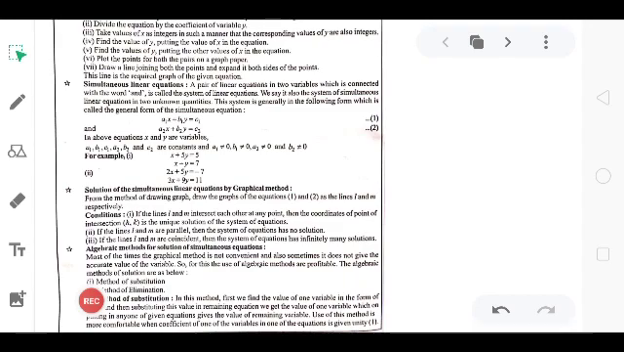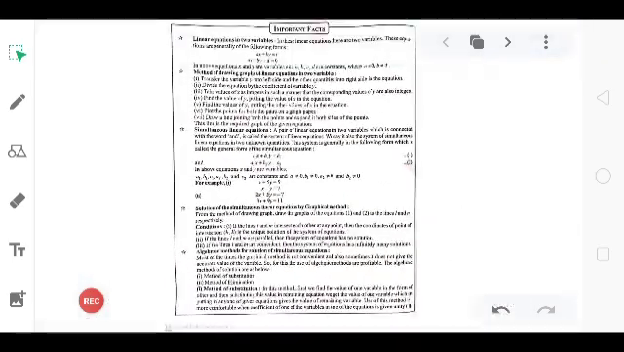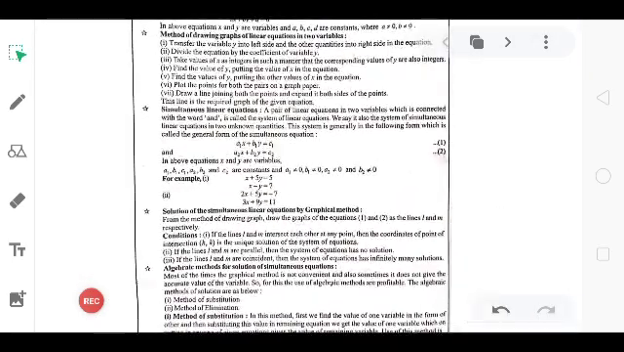algebraic method for solution of simultaneous equations. Now find the solution of linear equations in two variables by the algebraic method. For the algebraic method we can use the method of substitution, and the second method is the method of elimination. In the second video we will discuss the meaning of the substitution method and the elimination method, and how we can solve and find the solution of linear equations in two variables.